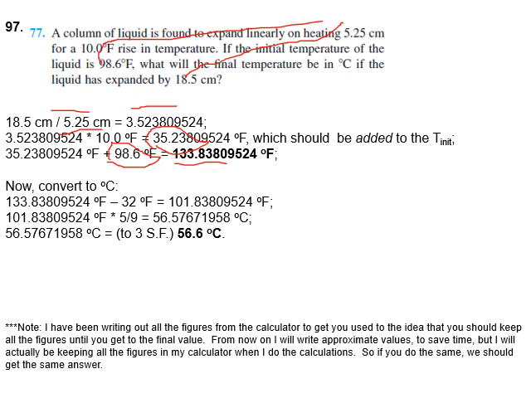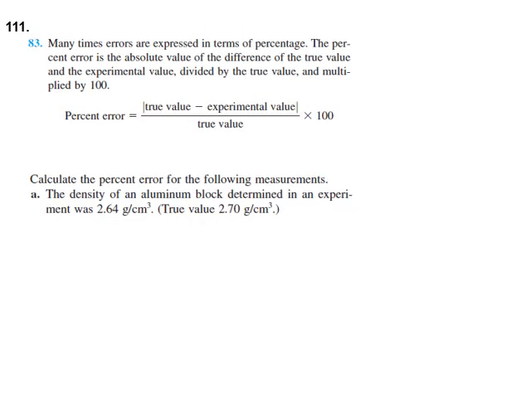And then the second part is they also want you to convert it to degrees centigrade, but you know how to do that, right? You're supposed to. So first of all, you would have to subtract 32 and then multiply by 5 over 9. And when you do that, you get 56.6 degrees centigrade. Next slide.